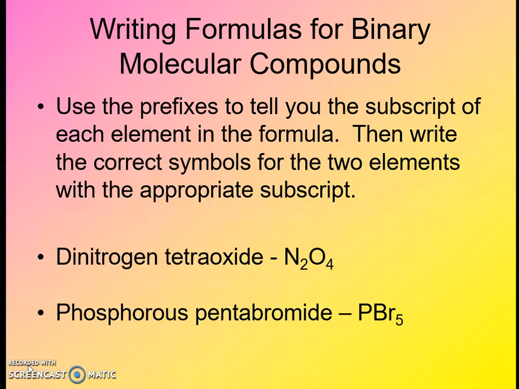And also we see here phosphorus pentabromide, again, no mono in front, but that does indicate that there is still one phosphorus. Pentabromide, penta telling us 5, so 5 bromines.